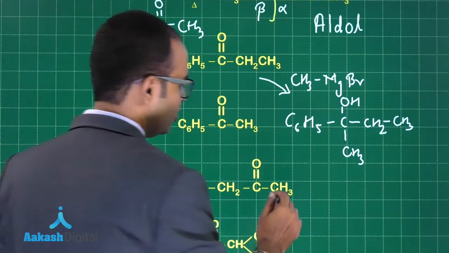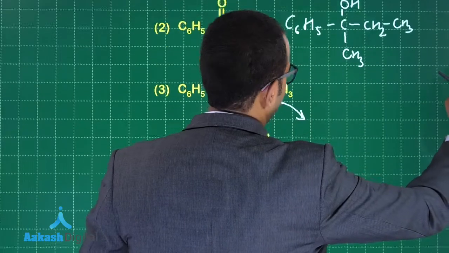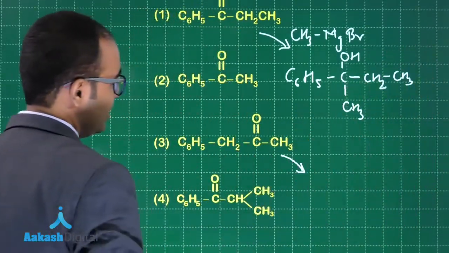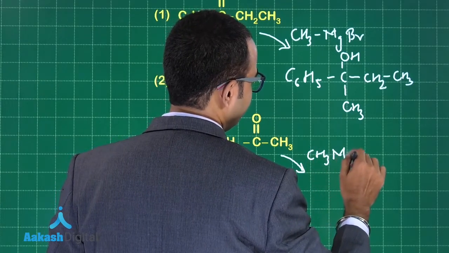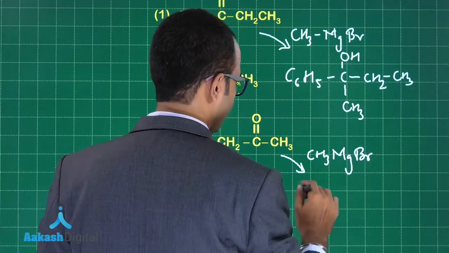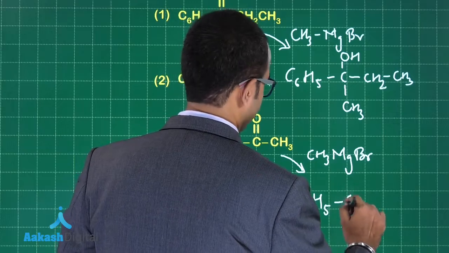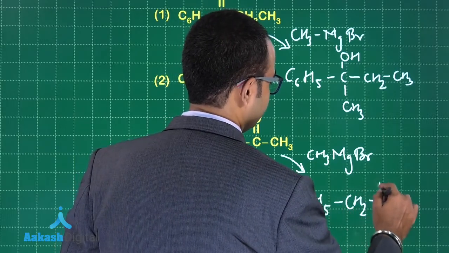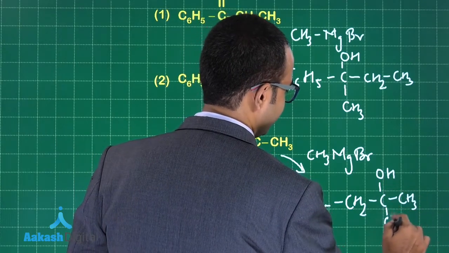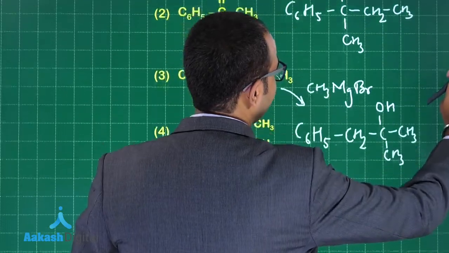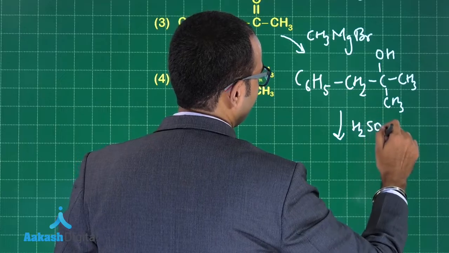Now let us look at option 3, guys. To this, if I add CH3MgBr, what do I get? I get C6H5 CH2 COH CH3 CH3. Now this compound, if I treat it with H2SO4, so what do I get?